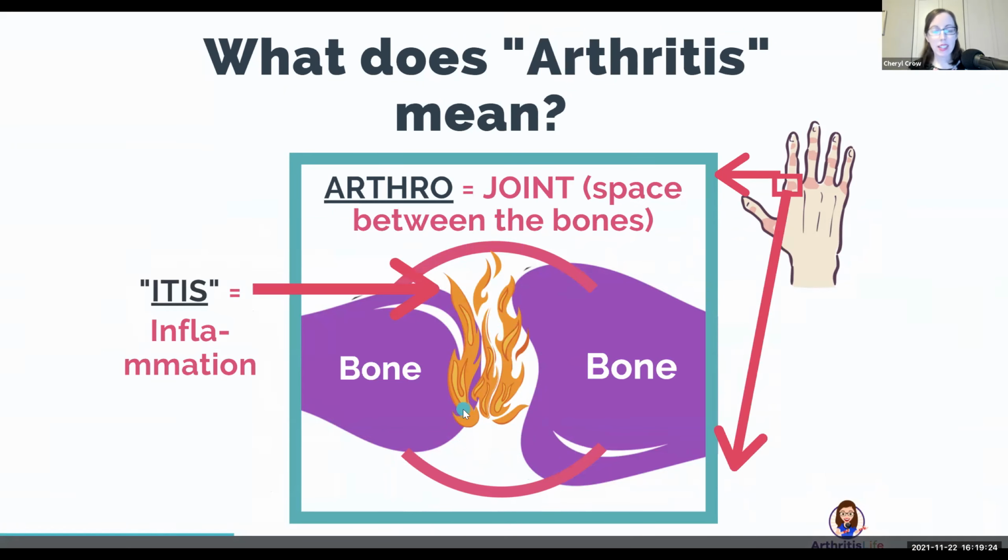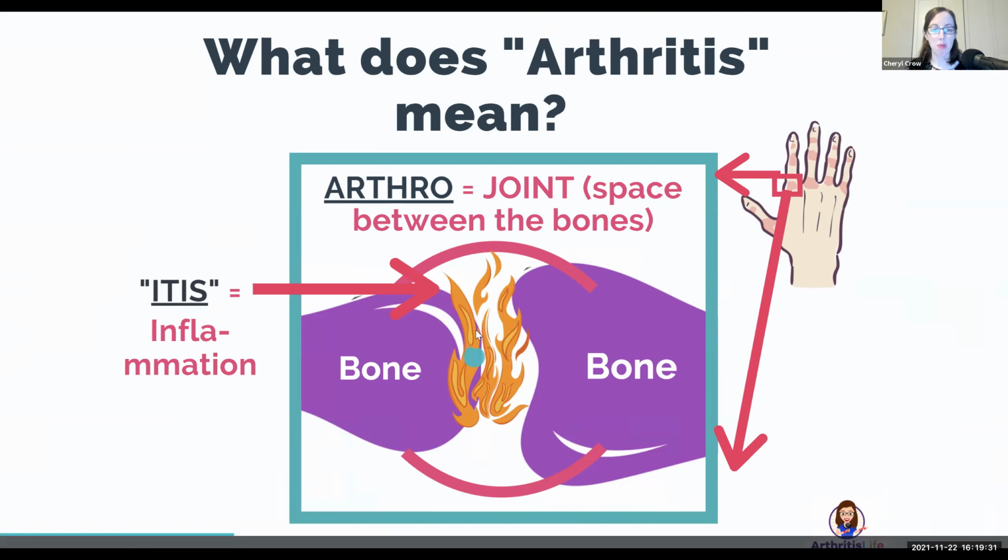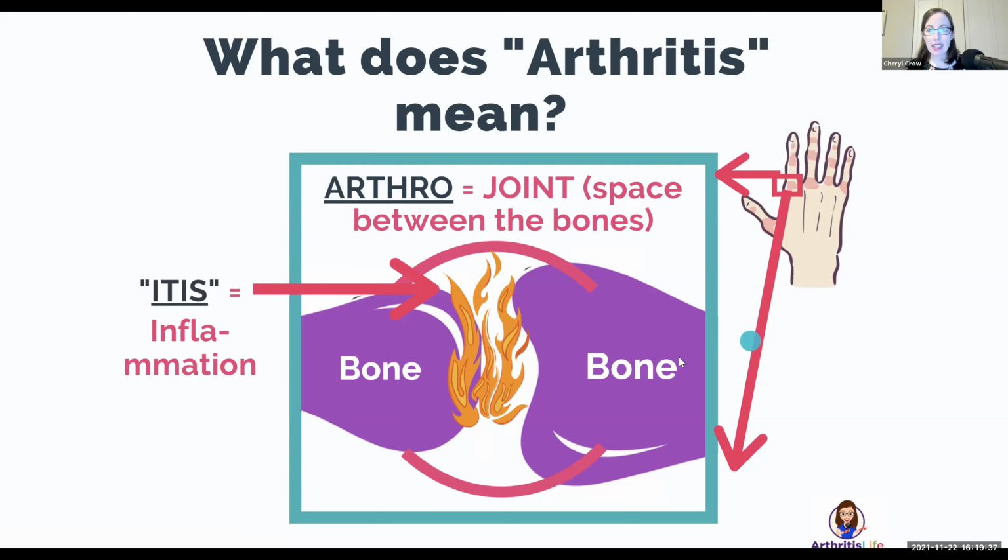It depends on who you ask, like if they define the muscles and the tendons as a little bit of a part of the joint too, but the joint capsule is the part in between the two bones. And then itis just means inflammation. So it's kind of like saying gastritis is like a tummy ache, right? Inflammation in your gastric system.